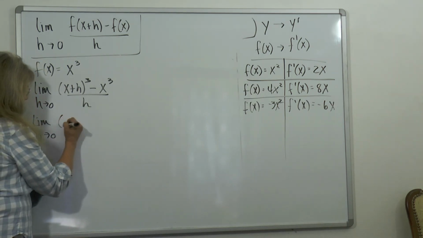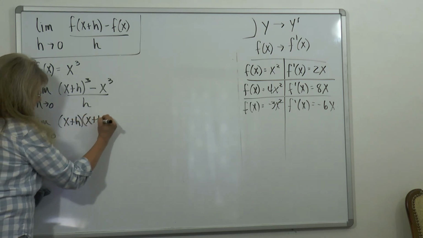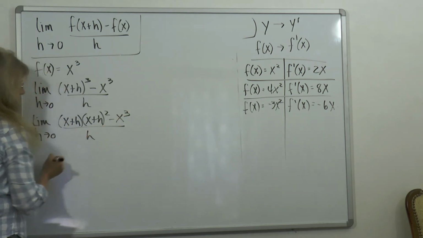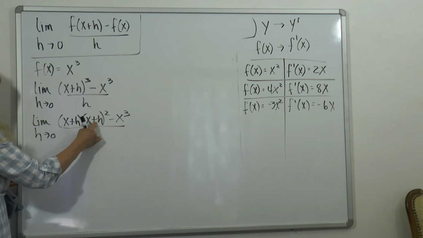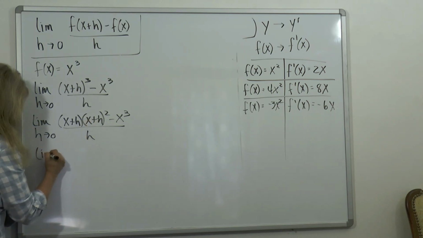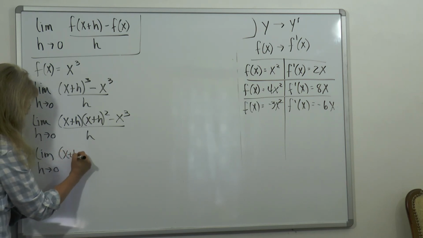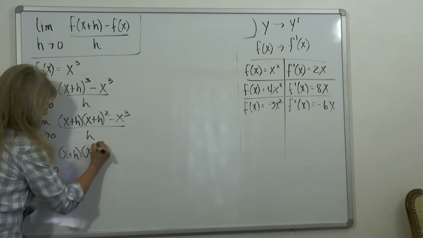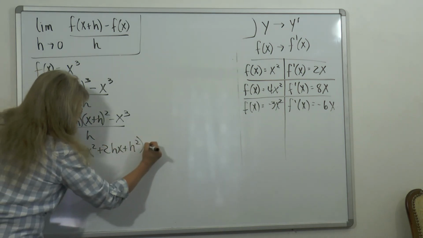So, I'm going to do it this way. x plus h times x plus h squared minus x cubed over h. Okay? This times this would give me that. I know this because we've done this a bunch of times. So we have the limit at, leave our x plus h. And then when I FOIL this binomial, we know it's x squared plus 2hx plus h squared minus x cubed.